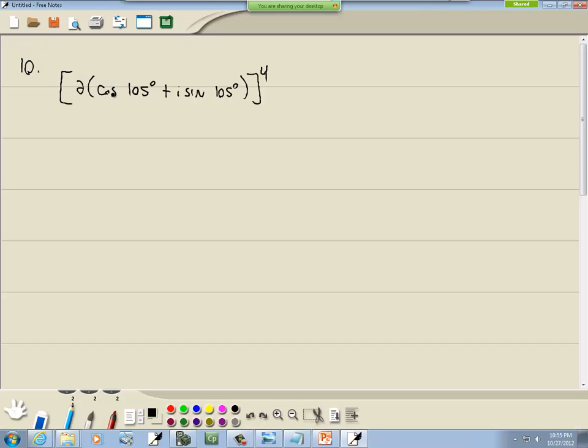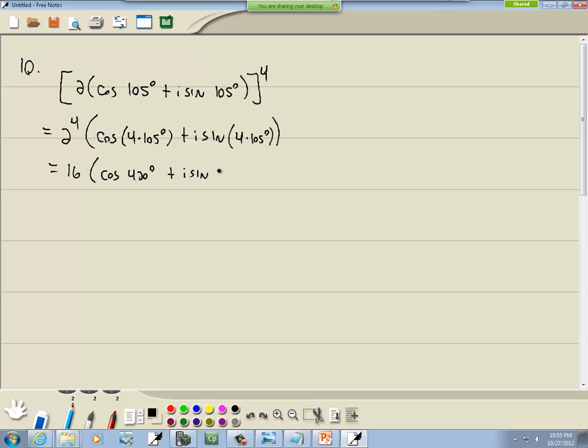Well, if we're raising it to a power, you're going to take the r to that power. So we've got 2 to the 4th. And we'll multiply the angle inside here by the power, so multiply it by 4. So we've got cosine of 4 times 105 degrees plus i sine of 4 times 105 degrees. That gives us 16 cosine of 420 degrees plus i sine of 420 degrees.